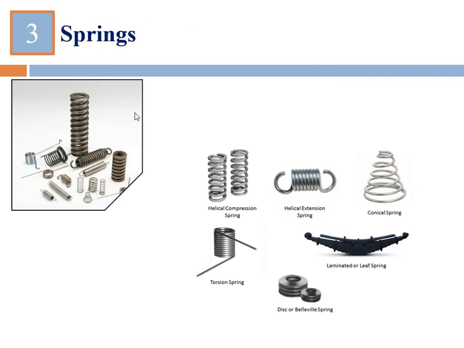Now let's move on to the third thing, which is the spring. You can see here the different types of springs we have. According to the requirement, we have different types of springs for use. Like the helical compression spring, we have it here. The helical extension spring, you might have seen in weight measurement. For weight measurement purposes, you use this kind of spring. Then this is a conical spring, torsional spring. Then this is called a bilevel spring.